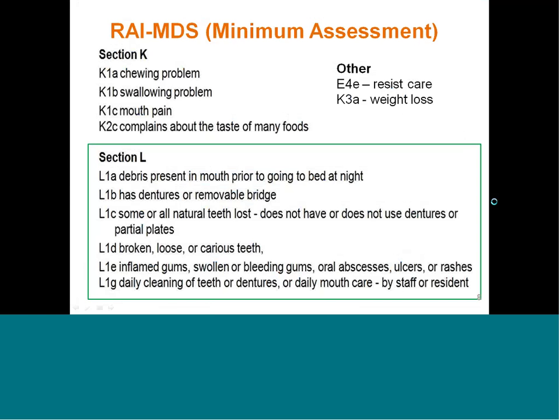So in Ontario, all long-term care homes are required to complete the RIMDS assessment. When it comes to oral health, Section L is really the main part that does this. Although RIMDS is the required reporting, it's really just the minimum assessment that's required. There are other sections that could also be considered, such as Section K, resists care. Is the resident resisting any care during oral care? As well as weight loss, as this can affect the fit of dentures.